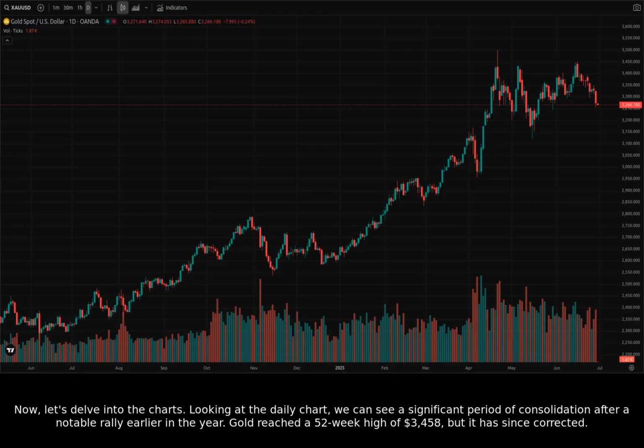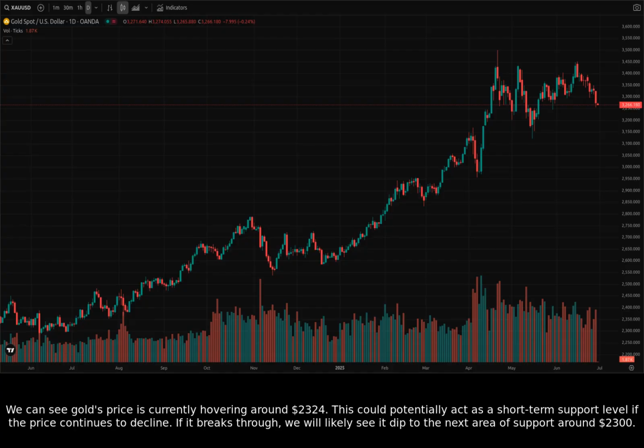Looking at the daily chart, we can see a significant period of consolidation after a notable rally earlier in the year. Gold reached a 52-week high of $3,458, but it has since corrected. We can see gold's price is currently hovering around $2,324. This could potentially act as a short-term support level if the price continues to decline. If it breaks through, we will likely see it dip to the next area of support around $2,300.